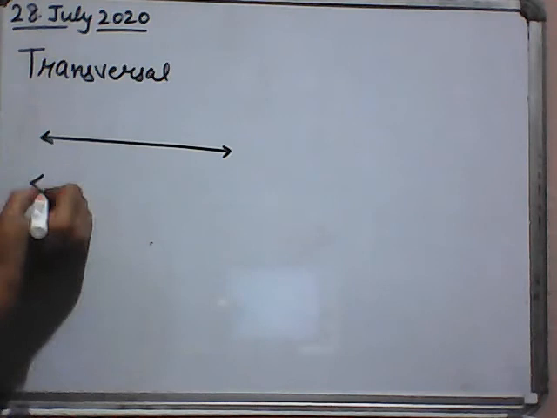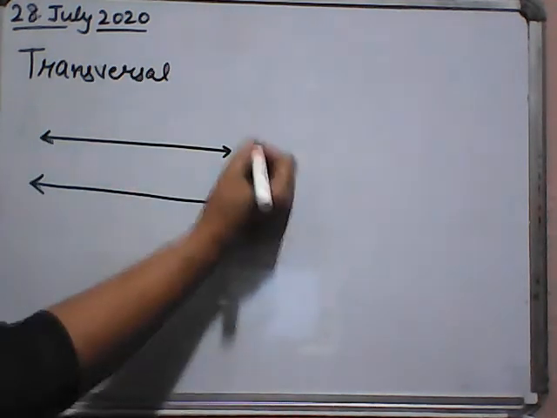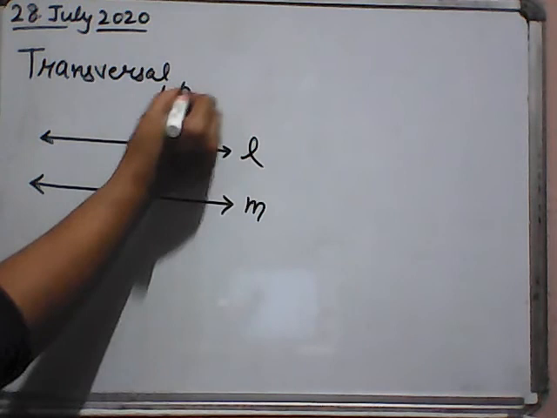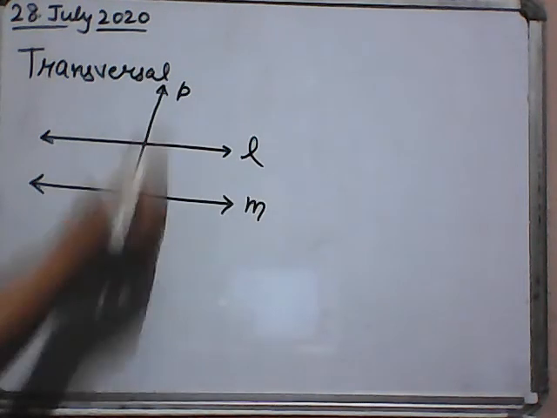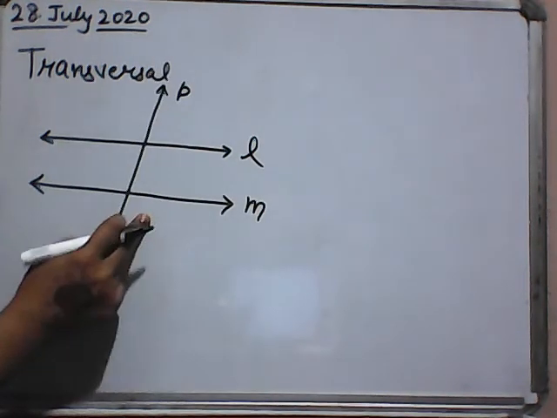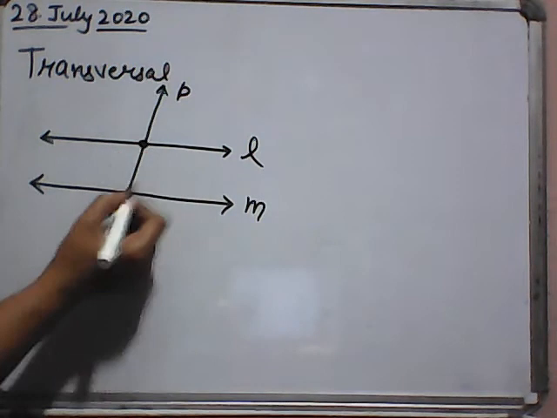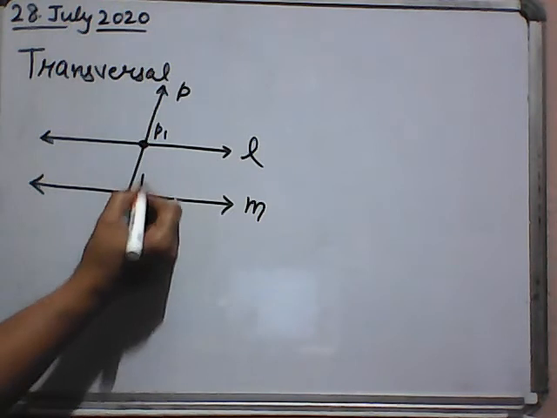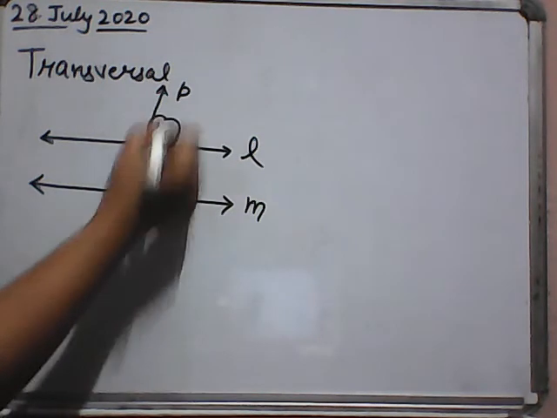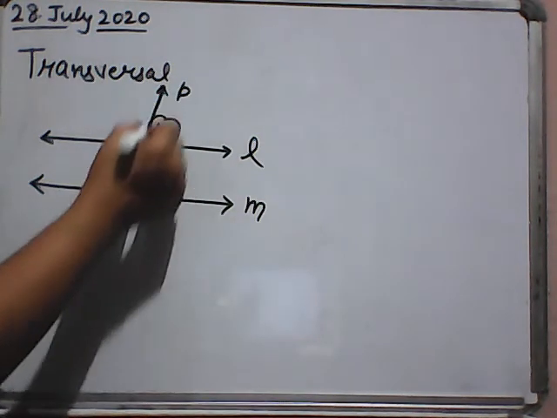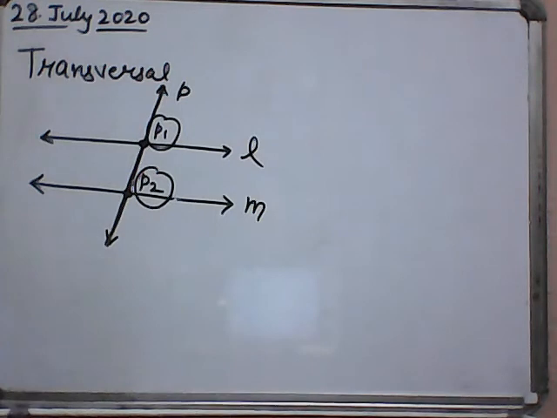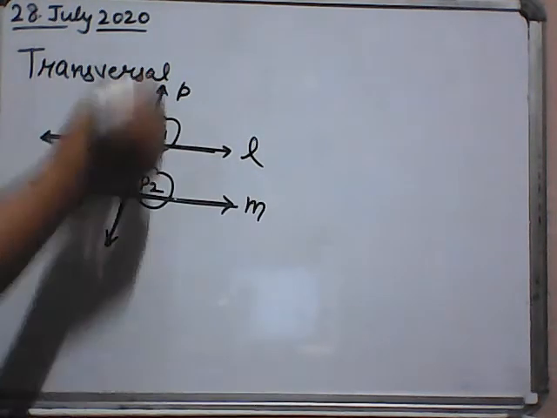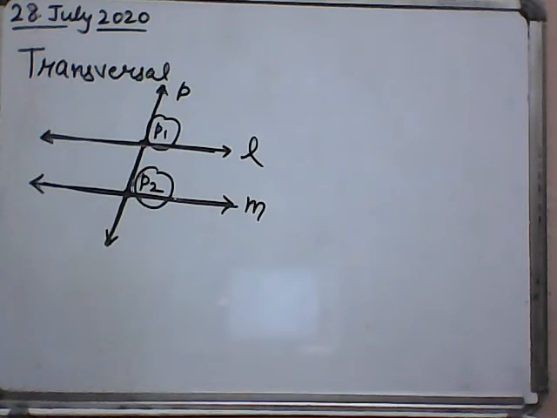Suppose two lines are given to you and these two lines are parallel to each other. We have another line, suppose this is a P line. If this line intersects these two lines at distinct points, suppose it cuts the L line at P1 and the M line at P2, these two points are distinct, so this line is known as a transversal. A line that intersects two or more lines at distinct points is known as a transversal.